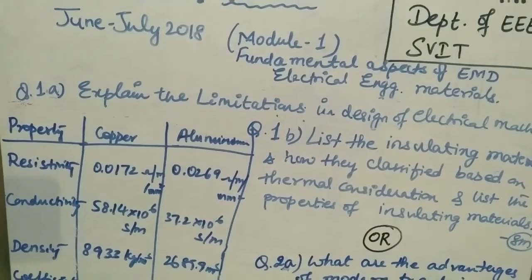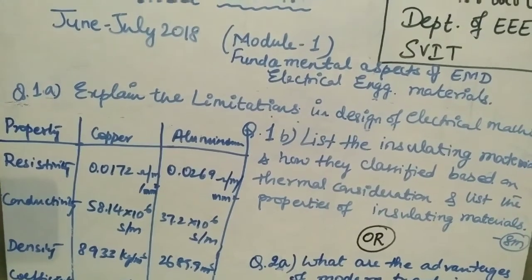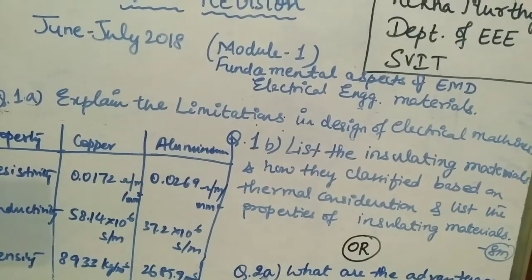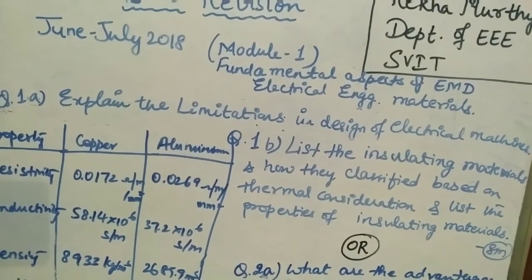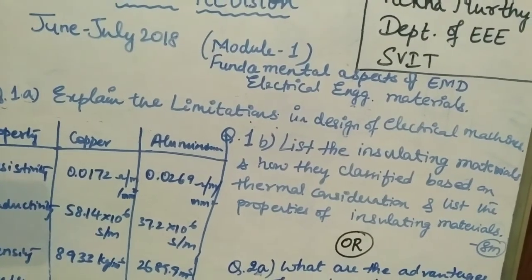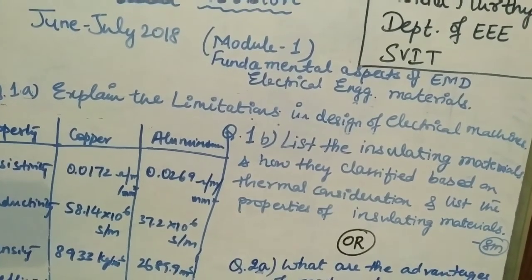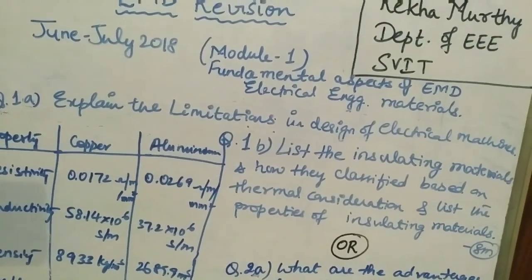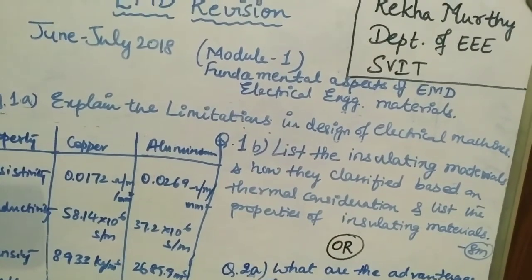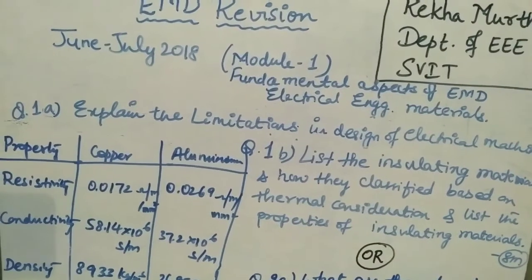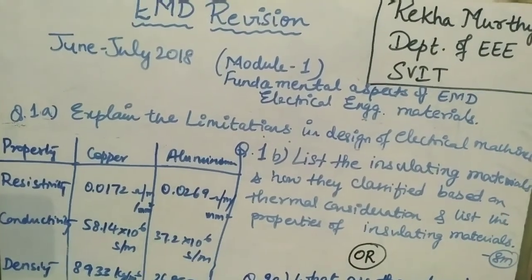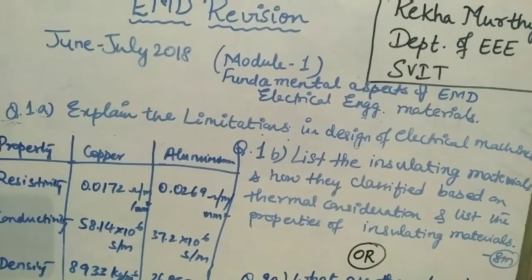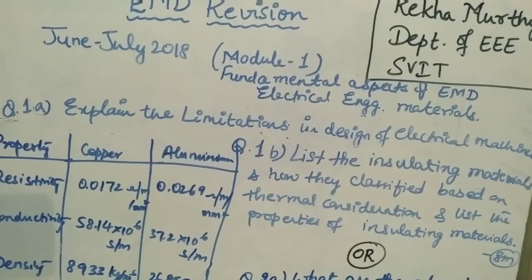That is, explain the limitations in the design of electrical machines. Second, list the properties of insulating material and classify the insulating material based on thermal consideration, and also mention 4 examples for each class. The third question is, what are the advantages of modern trends in design and manufacturing techniques. The fourth question is, what are the properties of a conducting material, and discuss any 2 conducting materials. That is nothing but you have to distinguish between aluminium and copper, right?